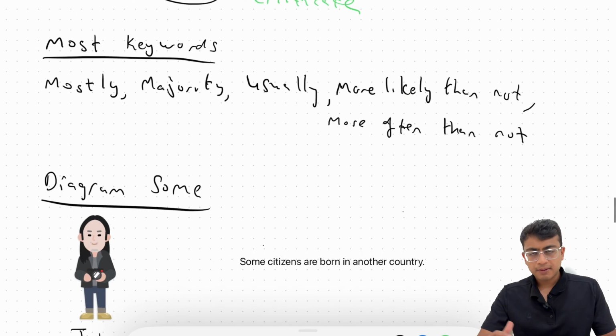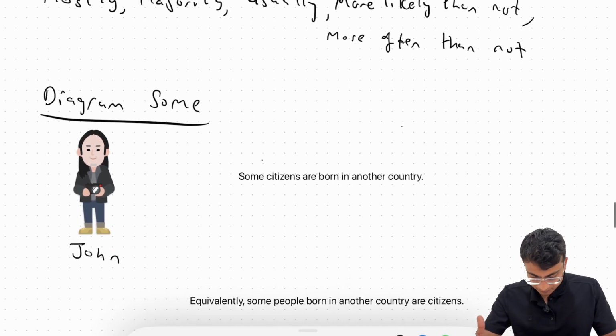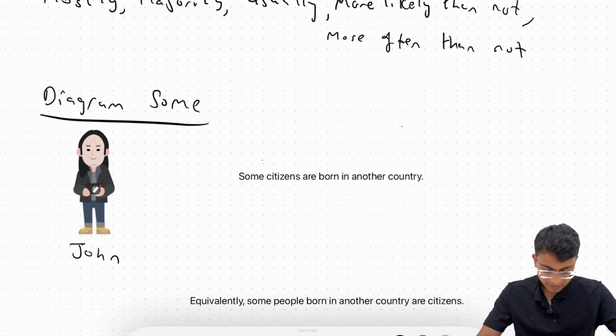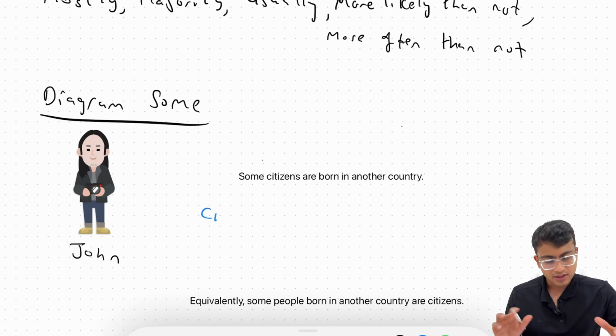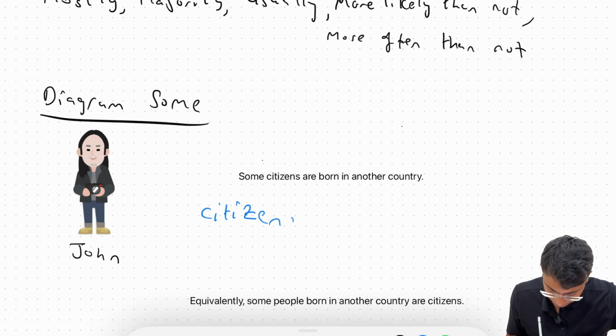Okay, let's talk about diagramming some now. And I have another statement here. Some citizens are born in another country. The way we diagram this is going to be a bit different. So I'm going to write the two sides of the some first. So we have citizens here and born in another country here.